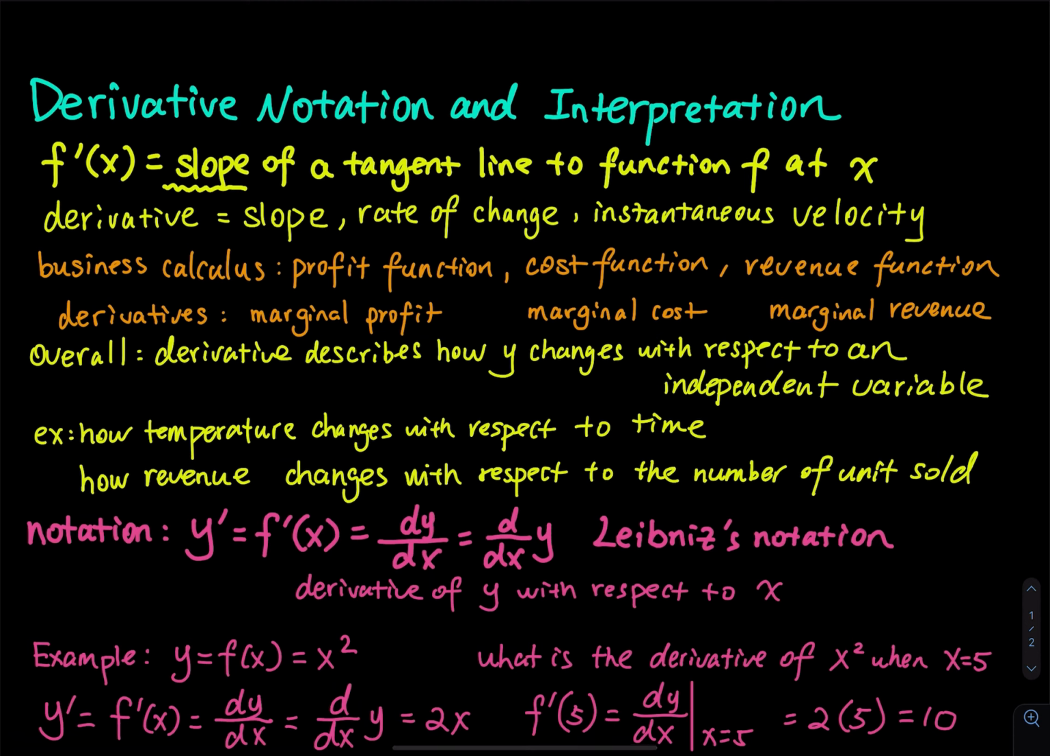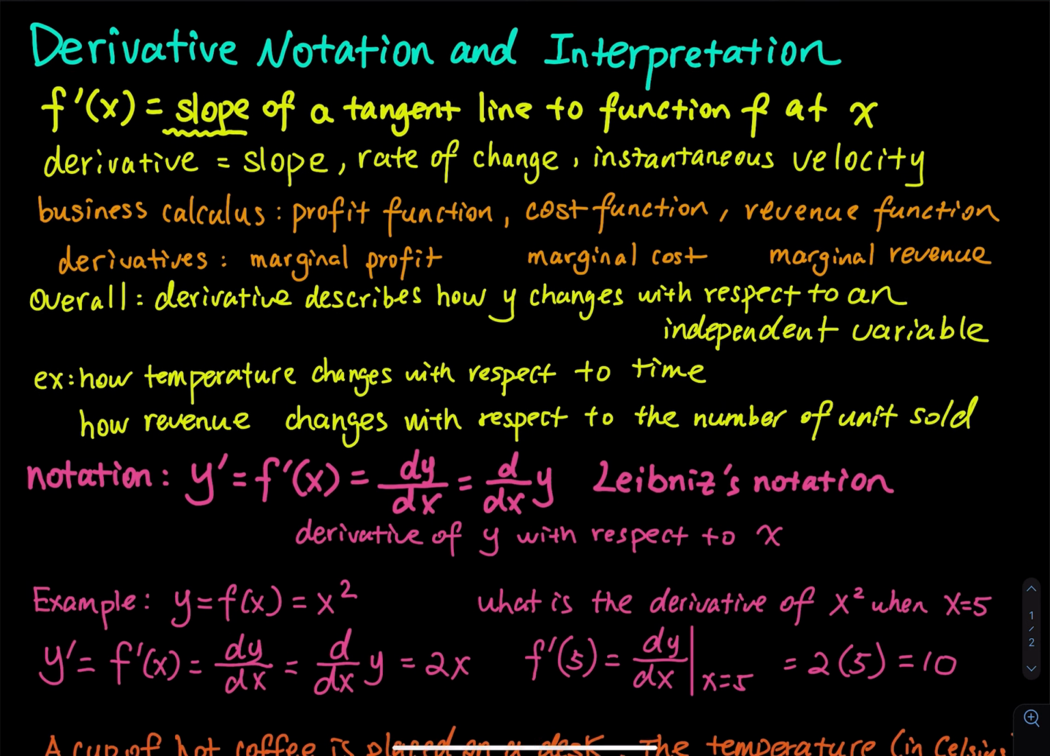For dy dx, you can pull the y out. The dy dx means the derivative of y with respect to x. You can pull the y out if you want. So we are taking the derivative. The d in the numerator stands for derivative of y, and then with respect to x. This notation is called Leibniz notation. Leibniz is named after a German mathematician. Leibniz notation.